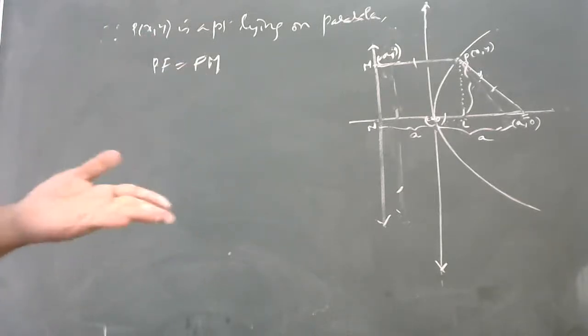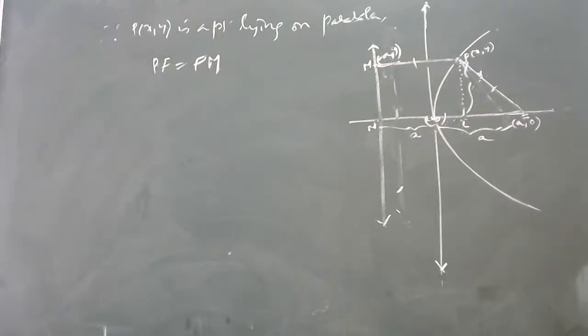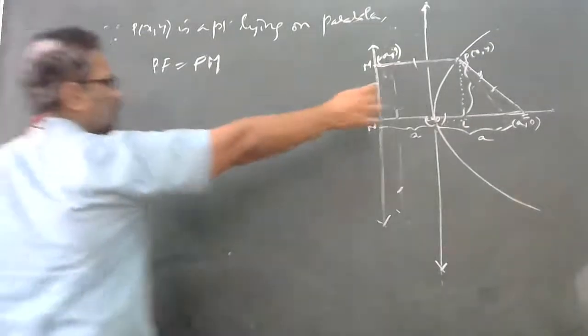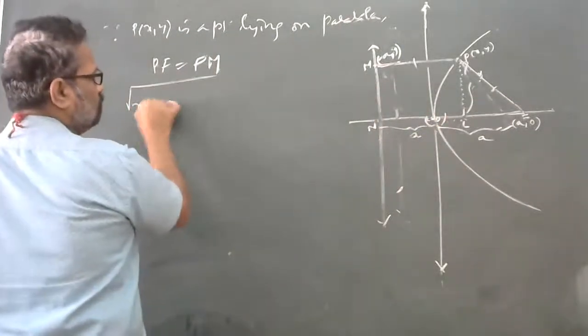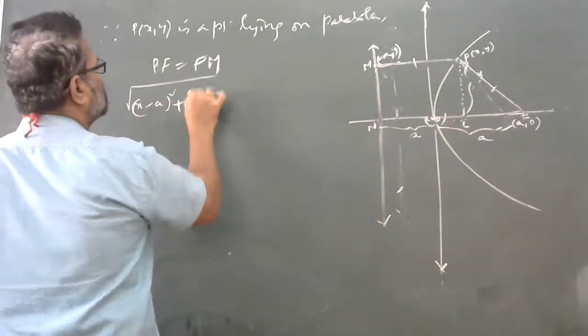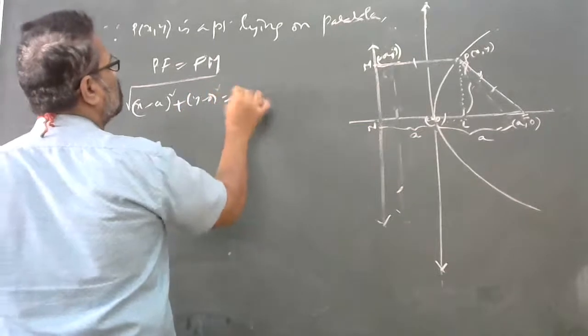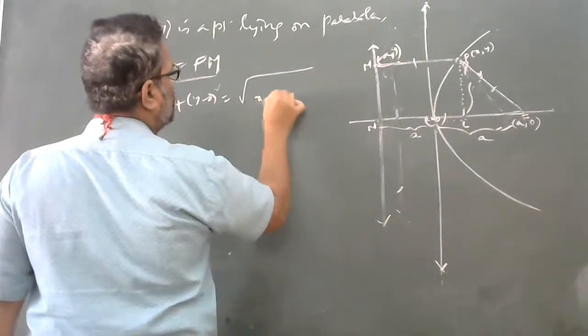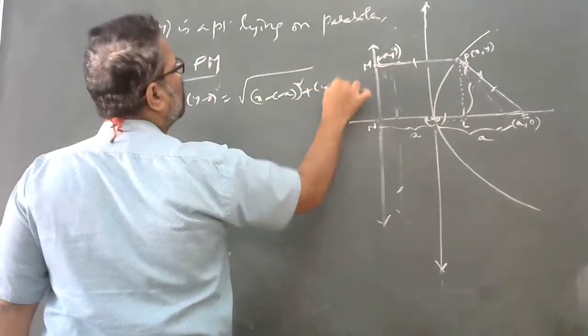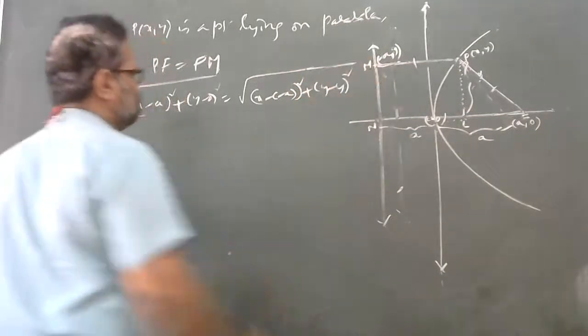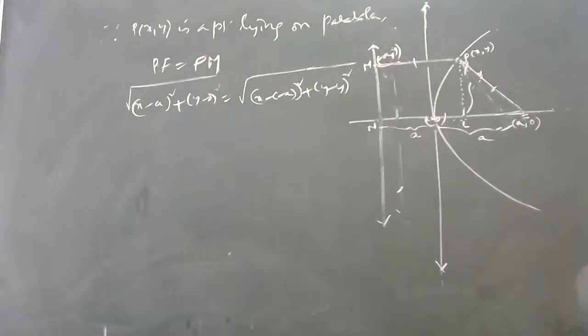Distance is root over x2 minus x1 whole square plus y2 minus y1 whole square. So I'll take here P value. First PF: root over x minus a whole square plus y minus 0 whole square is equal to root over x minus of minus a, that is x plus a, whole square plus y minus y whole square. Can I take like this? Are you clear? How it came, understood? Now distances are equal means equated distance formula.